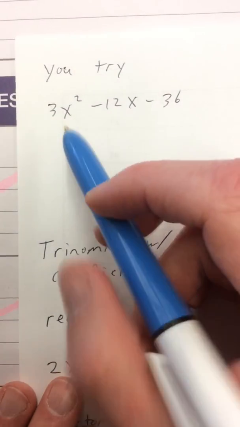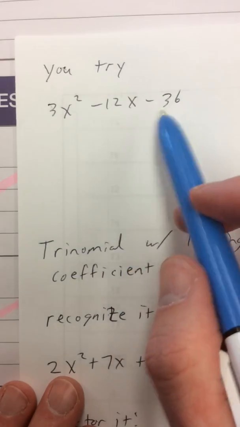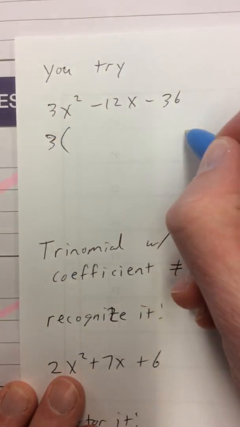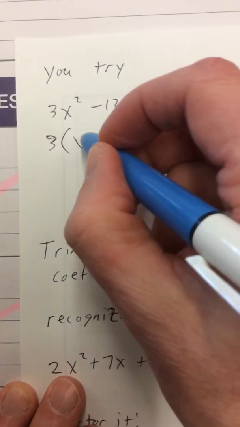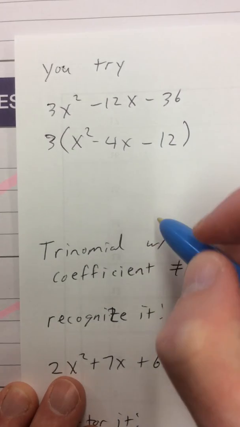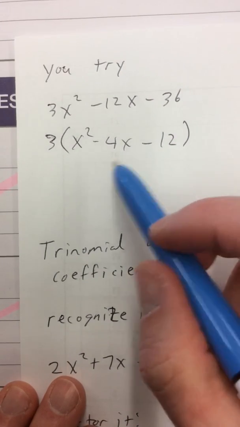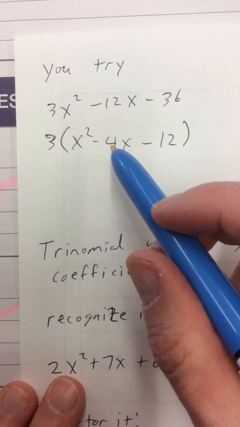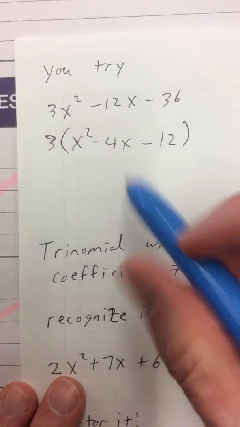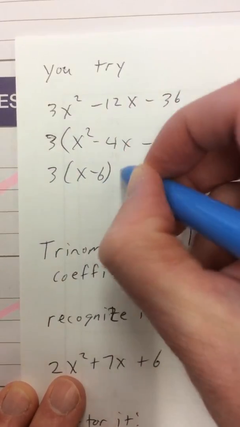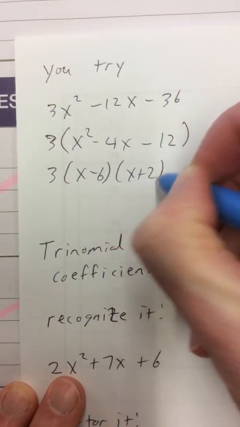Okay. So you can see that as we look at 3 and 12 and 36, 3 is the common factor. So you factor out a 3, and you're left with x squared minus 4x minus 12. And then you ask yourselves, what two numbers multiply to make negative 12 and add to make negative 4? That's negative 6 times positive 2. So we got 3 times x minus 6 and x plus 2.